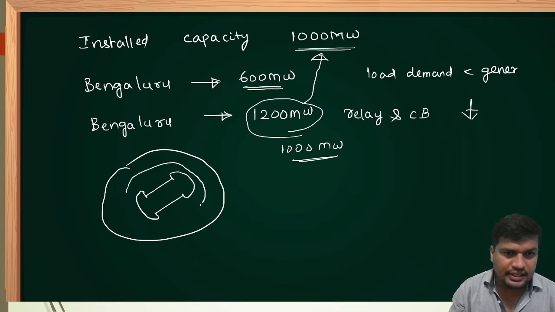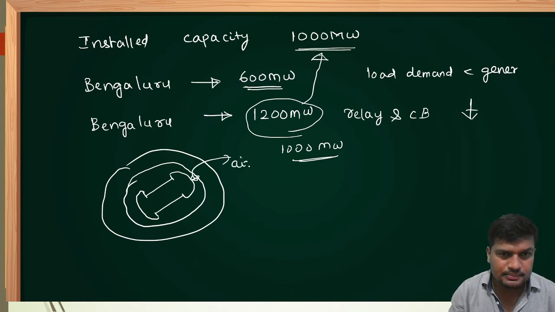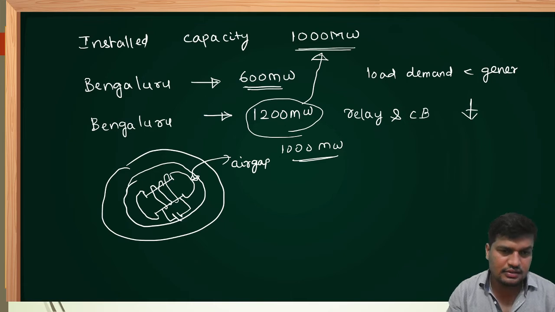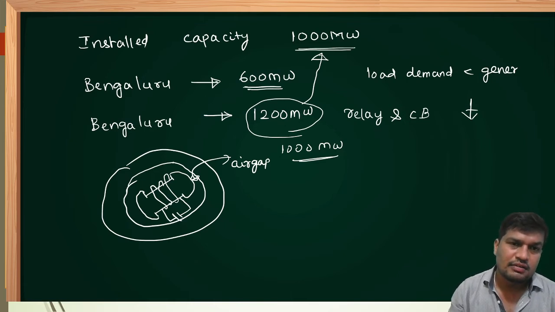Second, stator winding. Both stator winding and rotor winding are separated by an air gap. Rotor winding is excited by separate excitation with the DC supply. For stator winding, we are giving three-phase AC supply.